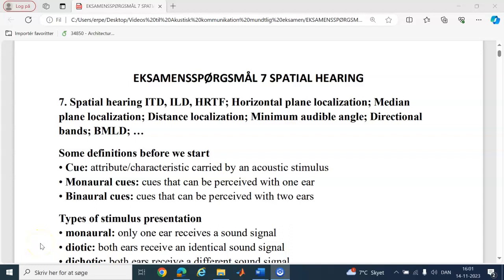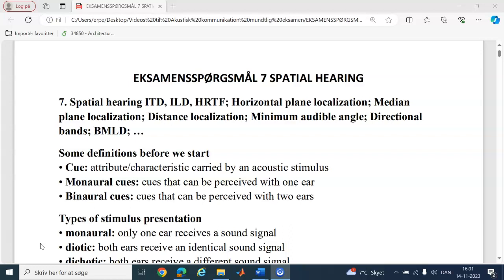Spatial hearing, ITD, ILD, HRTF, horizontal plane localization, median plane localization, distance localization, audium, audible angle, directional band, BMLD, and so on. Some definitions before we start. Cue. What is a cue? An attribute or characteristic carried by an acoustic stimulus.